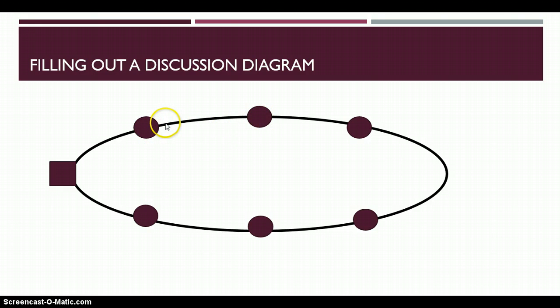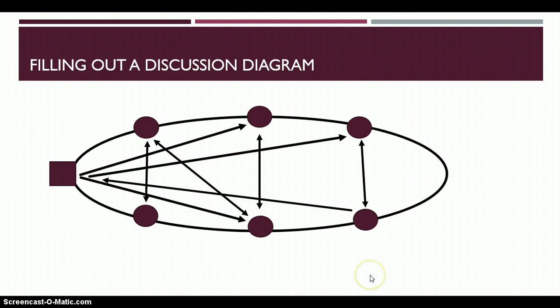If you'll be analyzing your discussion diagram sometime well after the session, put initials or student names so you can remember who's who. Then you want to use arrows to indicate the flow of the discussion. Use one-sided arrows for one-direction communication and two-sided arrows for two-direction communication.